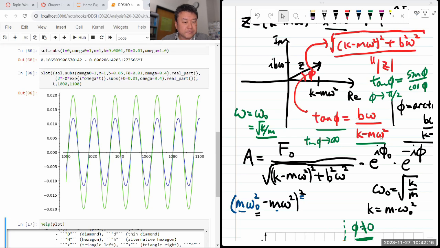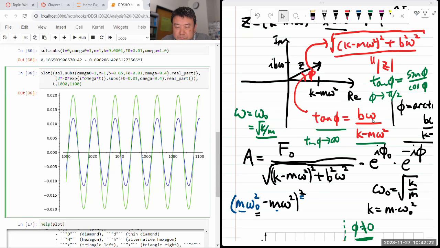Omega being... so if omega is 0.4, yeah, it shouldn't be 0. Oh, but there's this factor b. I think I've forgotten about that. So let me do a slight bit of a rewrite.